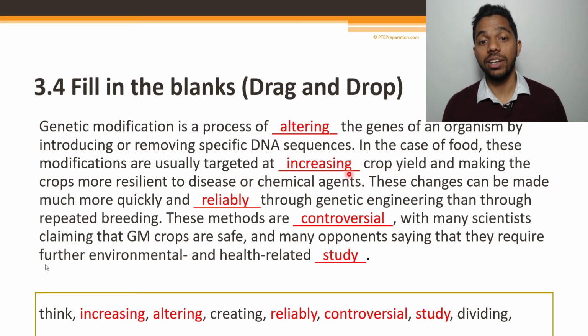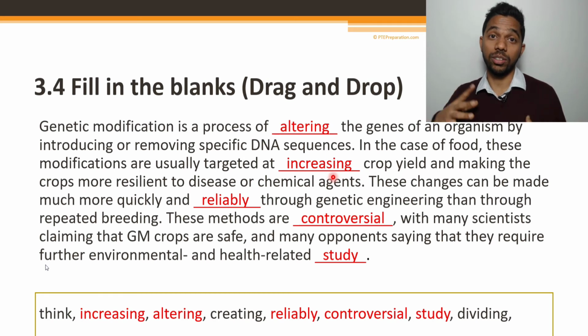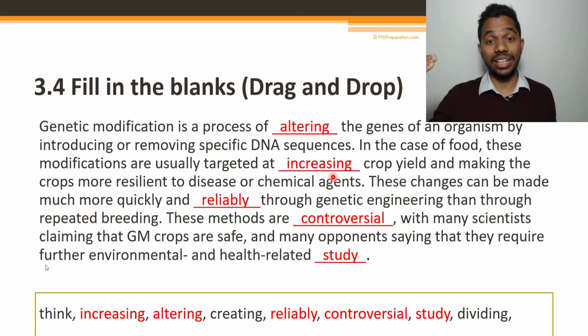Moving on to the next sentence, in the case of food, these modifications are usually targeted at blank crop yield. Now, usually when you're talking about crop yield, that is the output of crops that you produce, you would obviously want to increase it. So that's why increasing makes more sense in this particular option. These changes can be made much more quickly and reliably through genetic engineering.